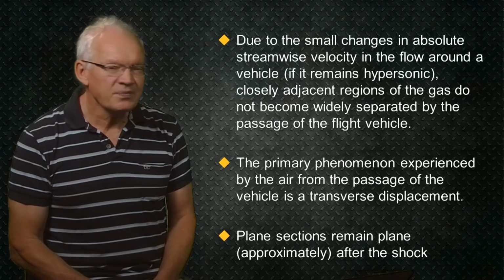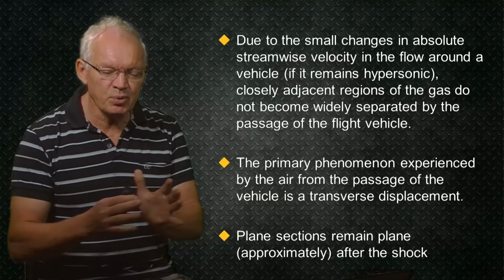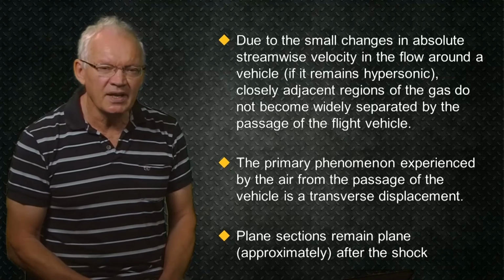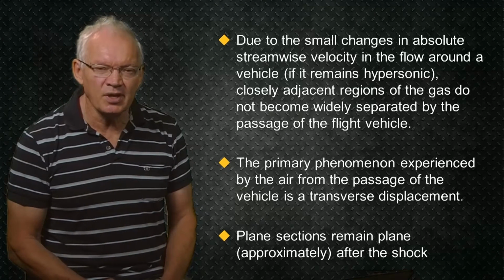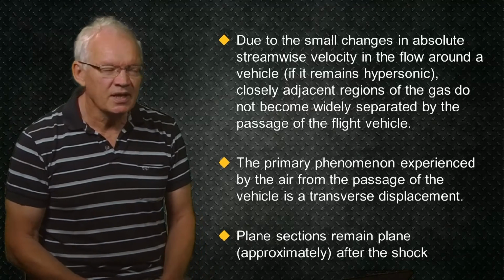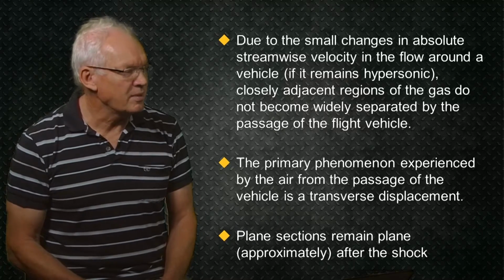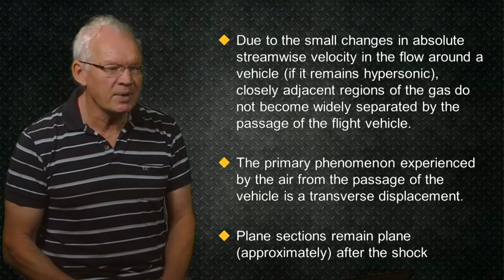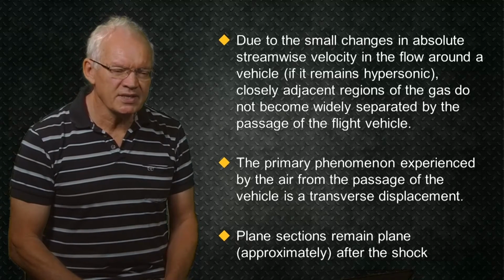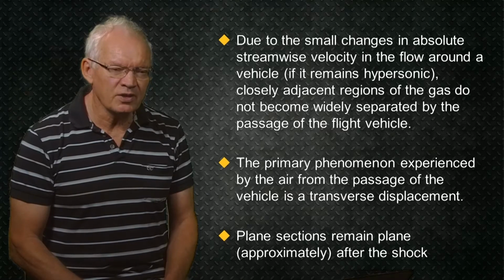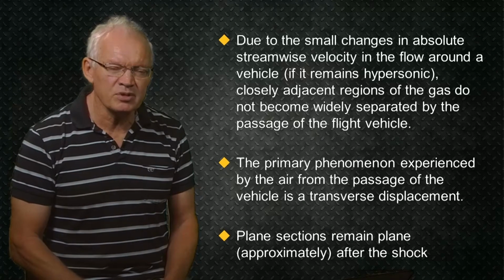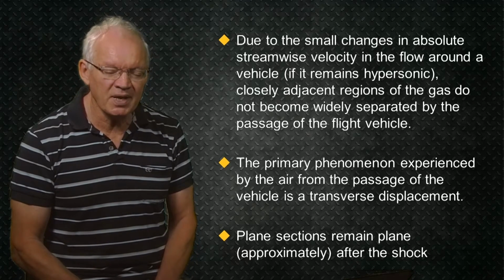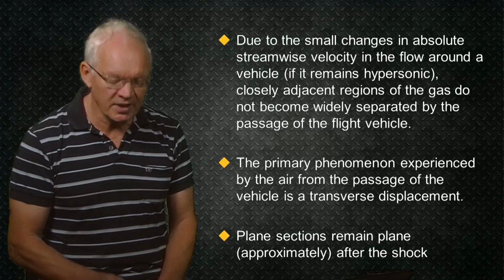Velocity doesn't change very much. And the primary phenomenon a gas experiences is that it's pushed sideways. The vehicle has to push the gas out of the way to fly through, and that's the effect which dominates what the Mach number will be and what the pressure will be, and also ultimately what the shock shape will be. And you can summarize this by saying plane sections remain plane. This means effectively that plane sections before the flight vehicle arrives will still be plane approximately when the vehicle flies past, because the velocity perturbations applied are not that different for different parts of the flow field.